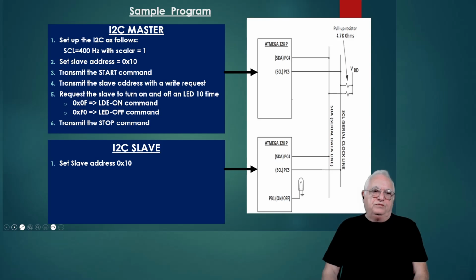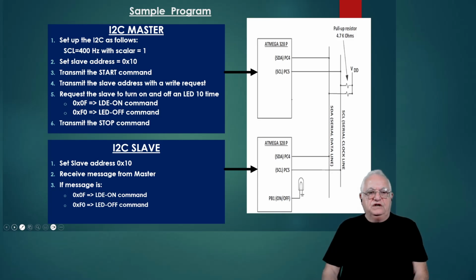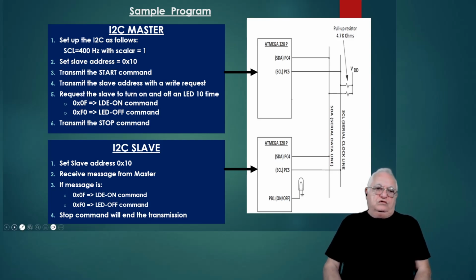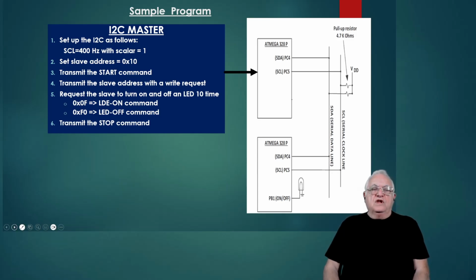The slave address is going to be, of course, 10 hex. It's going to receive the message from the master. If the message is 0F, it's going to turn on the LED. If the message is F0, it's going to turn it off. And then when the stop command is received, it's just going to transition back to waiting. So let's start by looking at the master program.